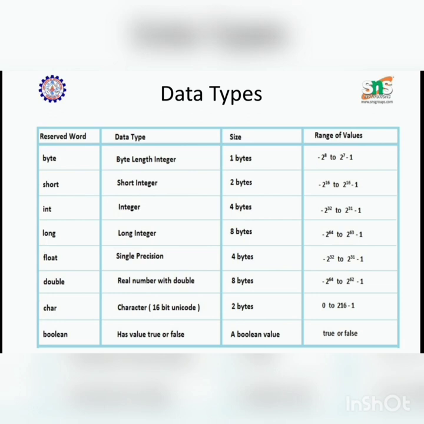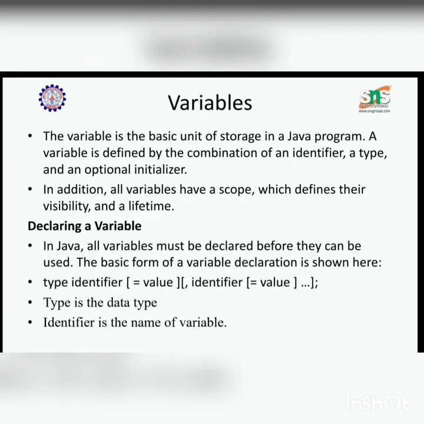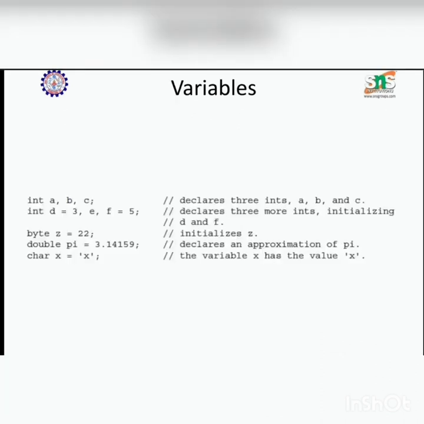Here we have given one table. It represents the range of values and size for the data types. Here we give a flowchart for the data types: primitive and non-primitive. Primitive has numbers and non-numeric types. In numbers, integer and floating point. In integer: byte, short, int, long. In floating point: double and float. And also the non-numeric data types: character and boolean. Non-primitive: string, arrays, used as classes.